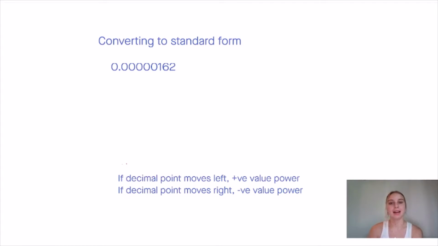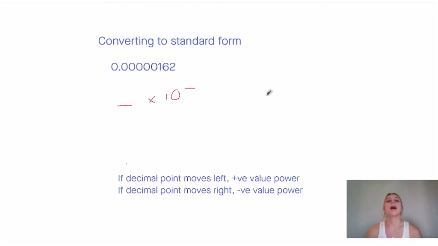First, we're going to take a look at converting from a regular number into standard form. And our example here is 0.000000162. As you can tell from me reading that out, the zeros get a little bit difficult to keep track of, which is why we want to convert it into standard form. Based on what I said before, we know the sections that we are expecting to see. We're expecting a number between 1 and 10 times 10 to the power of something.